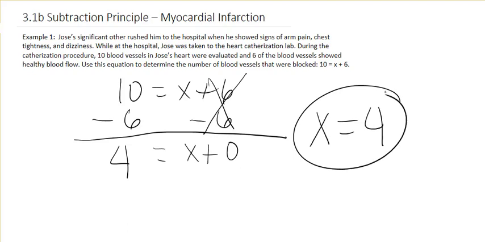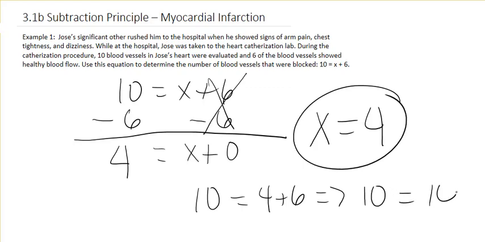Now, if we want to check, we can simply substitute 4 for x in the original equation. So we have 10 is equal to 4 plus 6, which is the same as 10 on both sides. So this checks out. So let's look at another example.